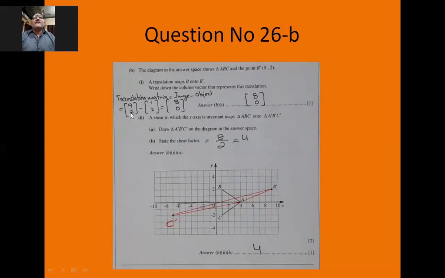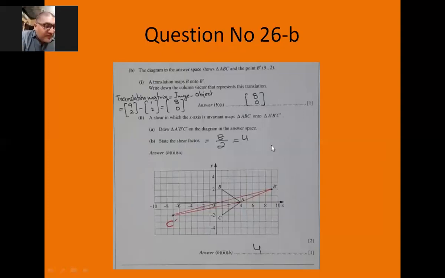So here you have x, here you have y. So we are basically writing the coordinates. So (9, 2) minus (1, 2): image coordinates minus object coordinates. So you get the translation vector. 9 minus 1 is 8, and 2 minus 2 is 0. So the translation vector will be (8, 0).